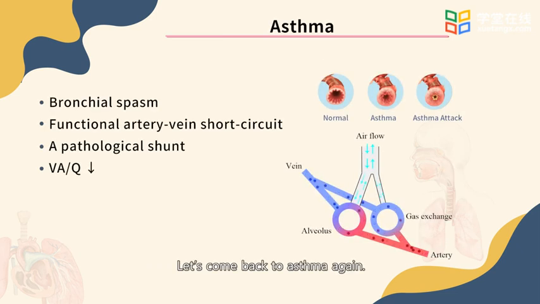Let's come back to asthma again. Does this disease affect gas exchange? Of course. The contraction of bronchial smooth muscle, bronchial spasm, causes decreased ventilation. The deoxygenated blood fails to become adequately oxygenated. The ventilation perfusion ratio is decreased. In severe cases, asthma can be fatal.